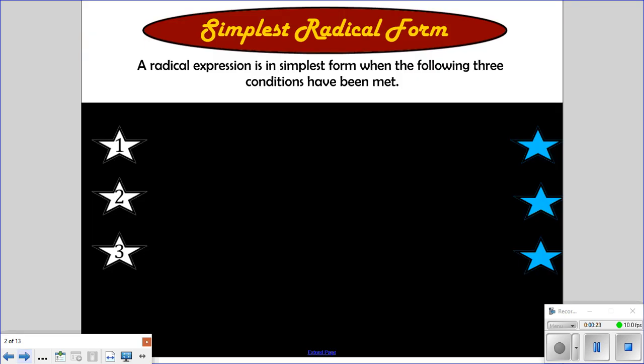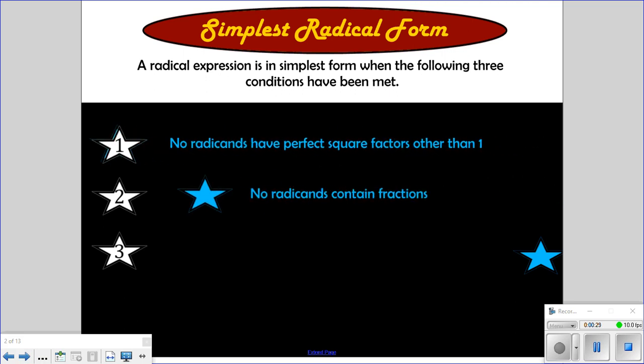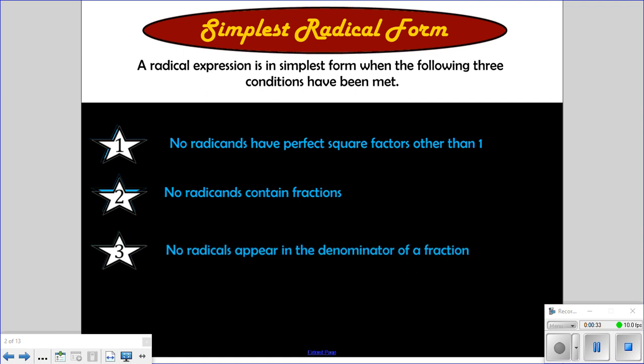In order to make sure we are getting these problems correct, we have to make sure our answers are in simplest radical form. In order for something to be in simplest radical form, it has to follow these three rules. The first rule is no radical has perfect squares other than 1. We have no radicals that contain fractions. We have no radicals appearing in the denominator of a fraction.